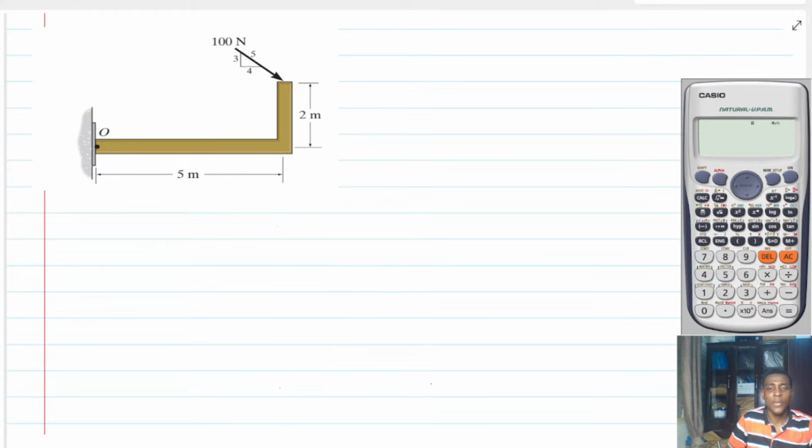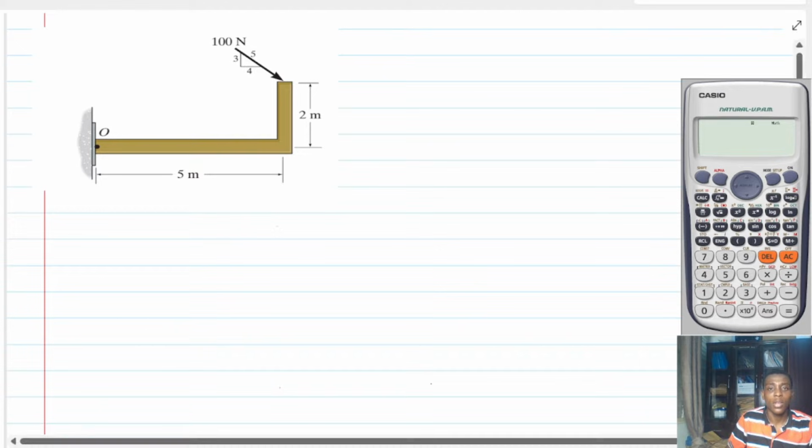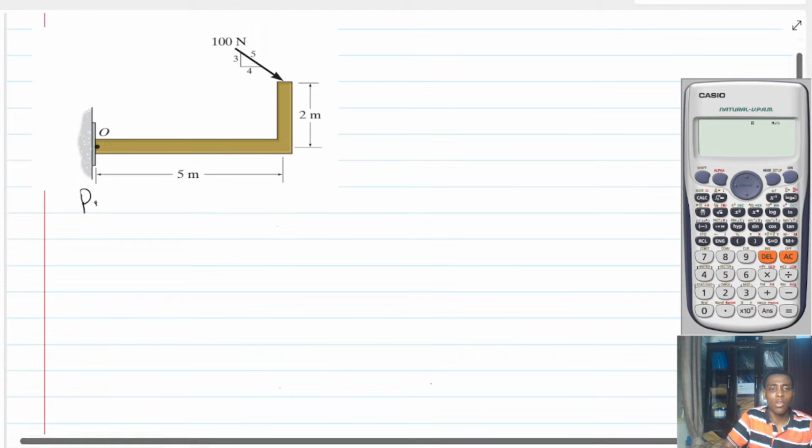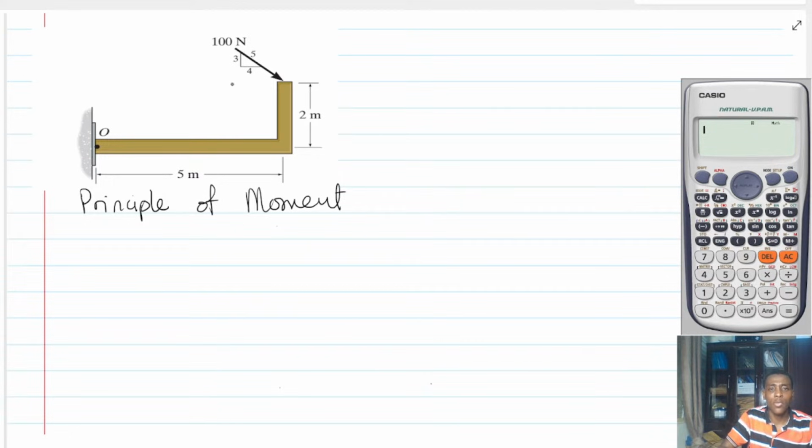All right, so there we are with the problem. How can I find the moment of this force about O? It's pretty simple. We have to use what we call the principle of moment. The principle of moment is saying that I have to first resolve this force into components, that is the X and Y components, and then take the individual moments, which will be the same as the resultant moment.